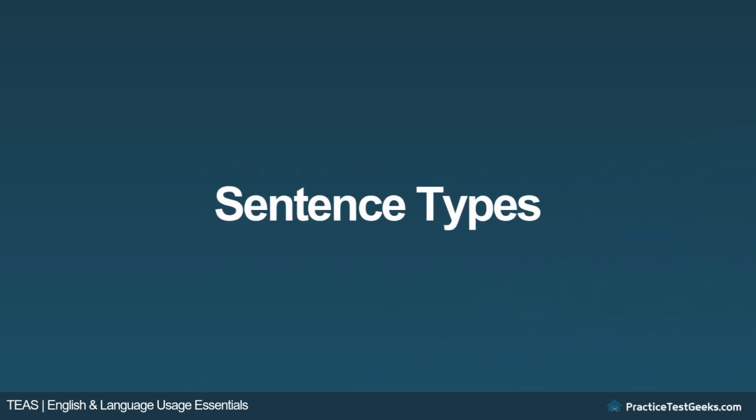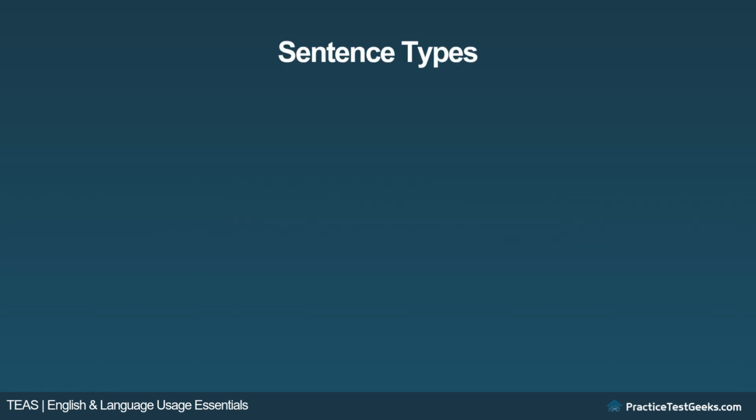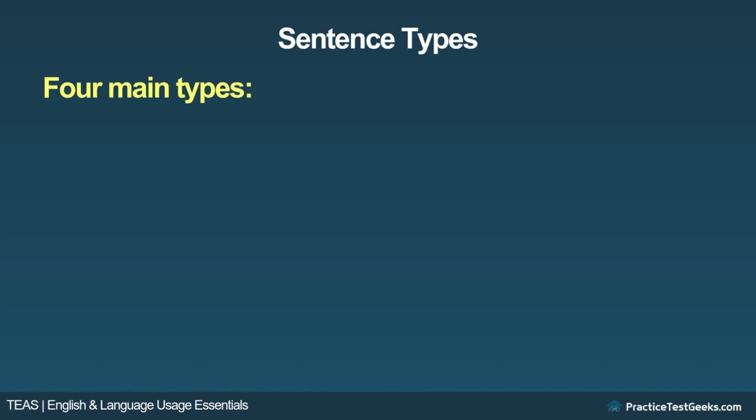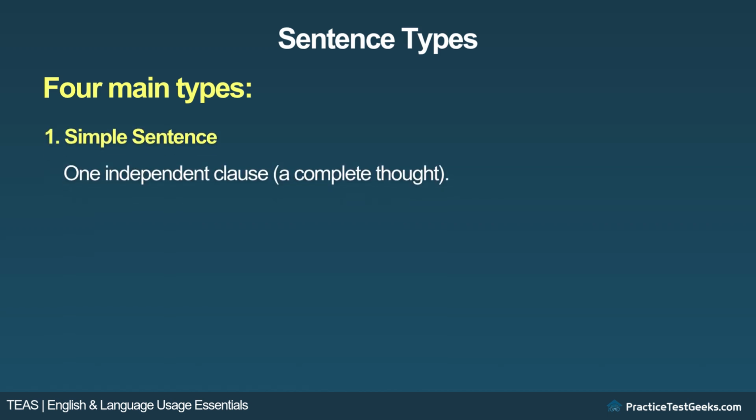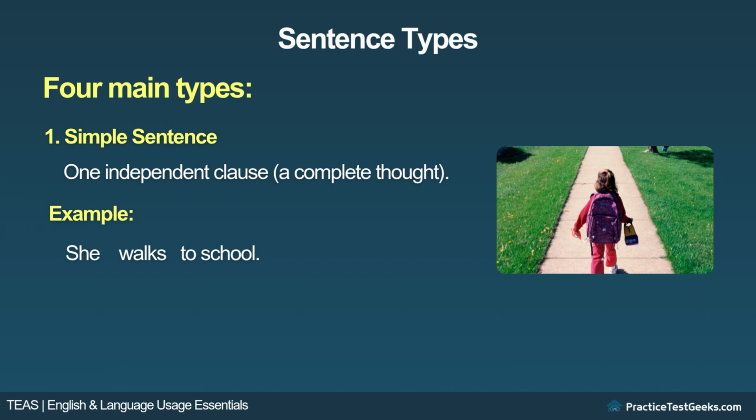Let's begin with the 4 main types of sentences. Understanding these helps you recognize what's missing when something's wrong, like a fragment or run-on. There are 4 basic sentence types you need to know for the TEAS. 1. Simple sentence. 1 independent clause, which means it's a complete thought. She walks to school. It has a subject and a verb, and it makes sense on its own.